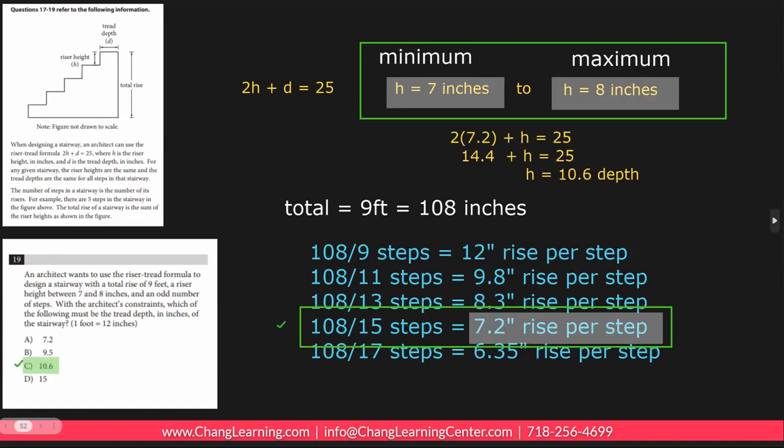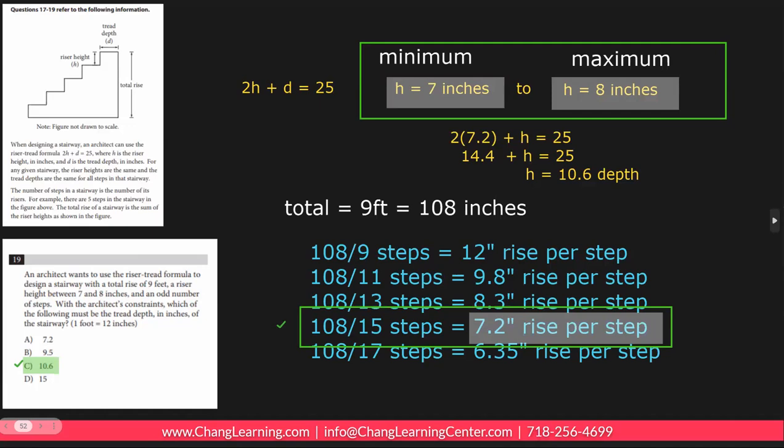Well, looking at this list of odd numbers, choose 15 steps for your riser height of 7.2. That will allow you to have a riser height that's between the minimum of 7 and the maximum of 8. No other odd number is within that range of 7 to 8 inches. Then plugging 7.2 into the formula constraint, we have 2 times 7.2 plus the footstep equals 25 inches total.